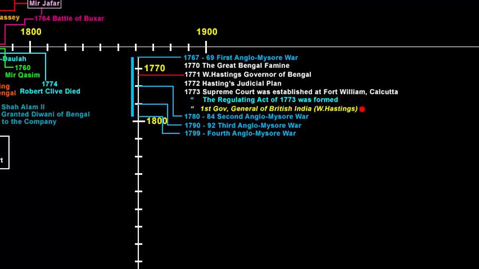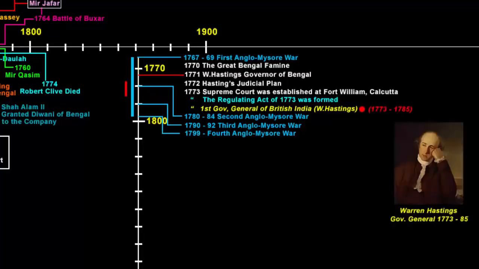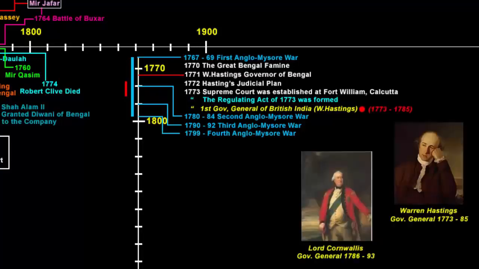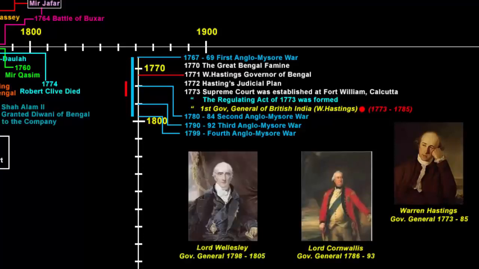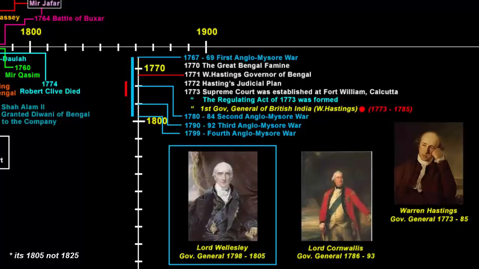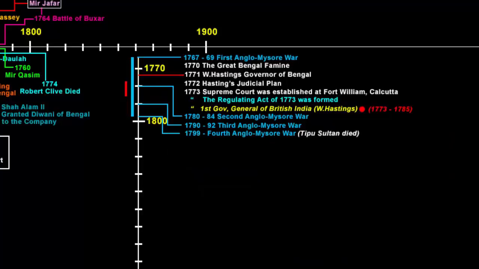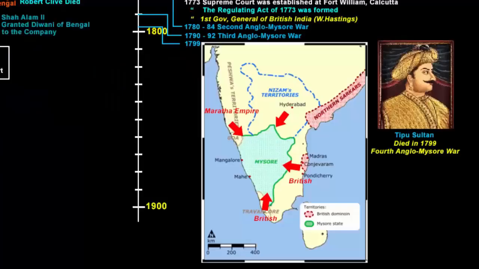Warren Hastings was the Governor General from 1773 to 1785. After him, Lord Cornwallis became the Governor General from 1786 to 1793, and his successor was Lord Wellesley from 1798 to 1825. So it was during Lord Wellesley's tenure that Tipu Sultan was killed, and the company expanded its rule in Mysore. So just now we spoke about the company's rule in Mysore and how they defeated Tipu Sultan with the help of Marathas and Nizam of Hyderabad.